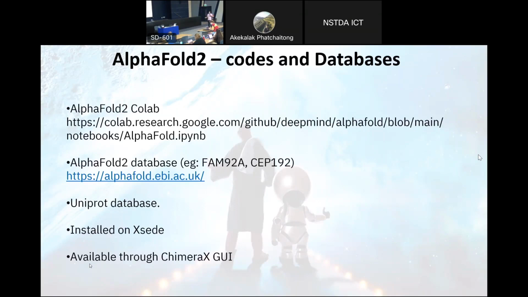It's already installed in Exceed, where you have the full version. Again, the Colab does not run the full version, and also you cannot tweak things. In Exceed, you can tweak things. It was available through the ChimeraX GUI, which apparently has not been working since yesterday. So that is another option if you are working, when hopefully they'll be back again. You can directly predict from the ChimeraX GUI.